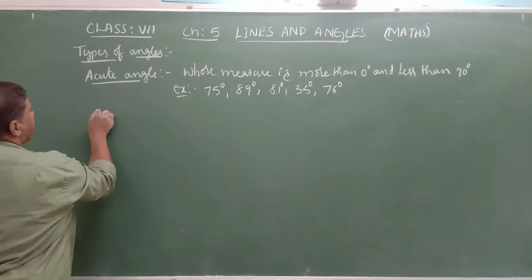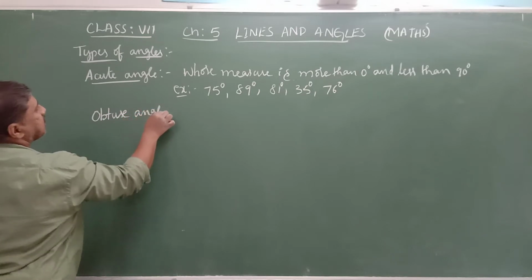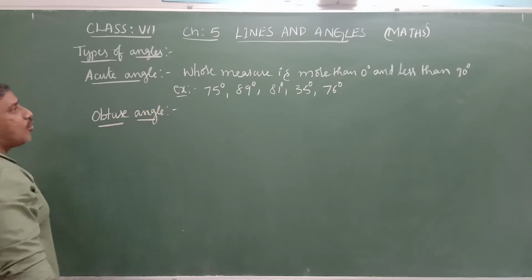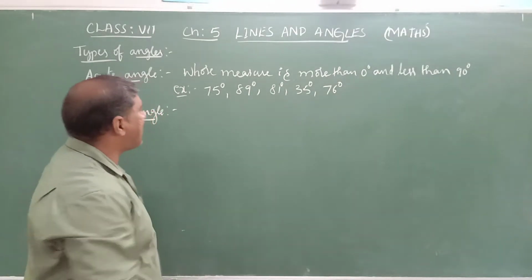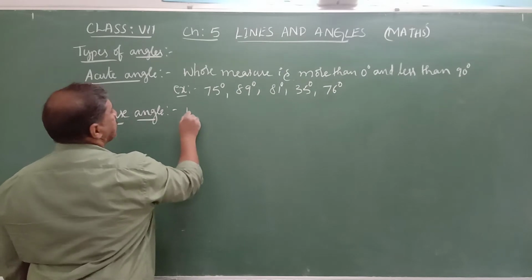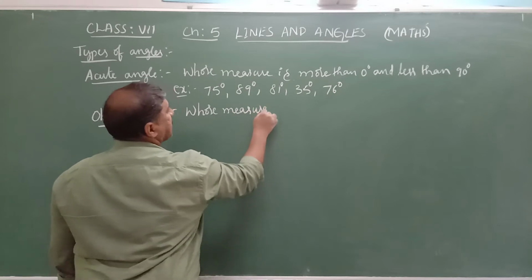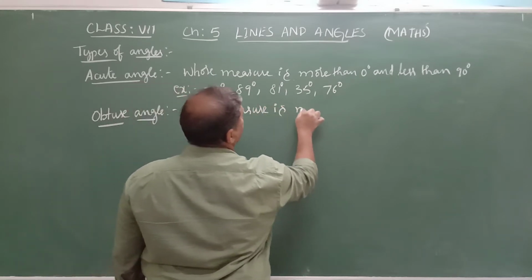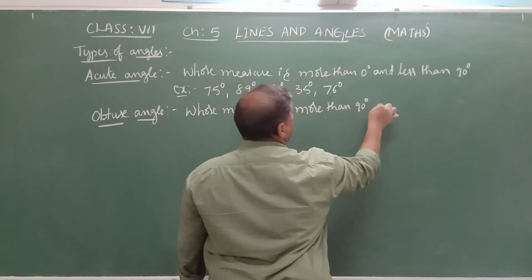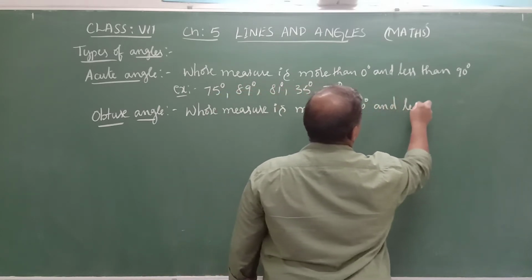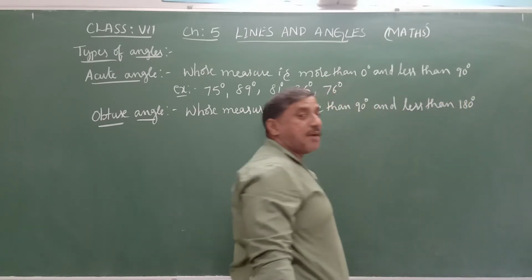These are less than 90 degrees and more than 0 degrees, so they are acute angles. Next, the obtuse angle. What is an obtuse angle? An obtuse angle is an angle whose measure is more than 90 degrees and less than 180 degrees.